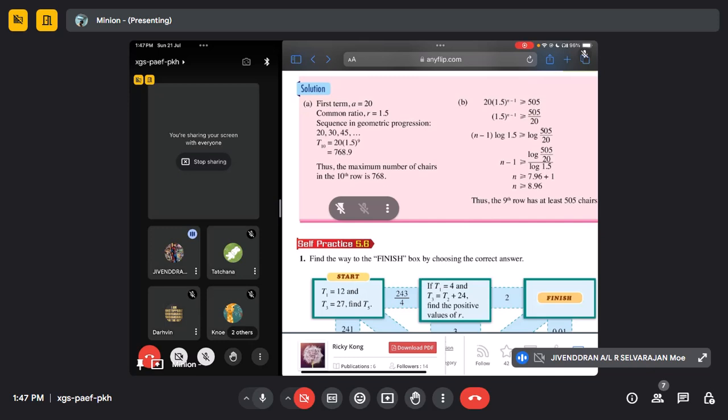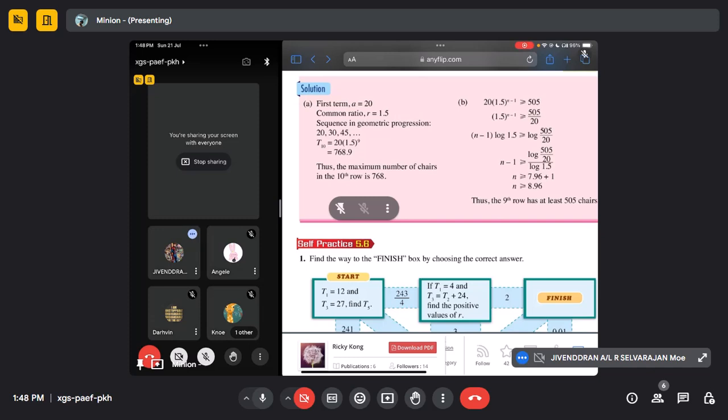And then they ask the maximum number of chairs in the 10th row, so T10 equals 20, the first term, and then the r is 1.5, and then it's n minus 1, which is 10 minus 1 equals 9. And then you can press the calculator, you'll get 768.9. Since it's number of chairs, it can't be in point form, so the maximum number of chairs will be 768.